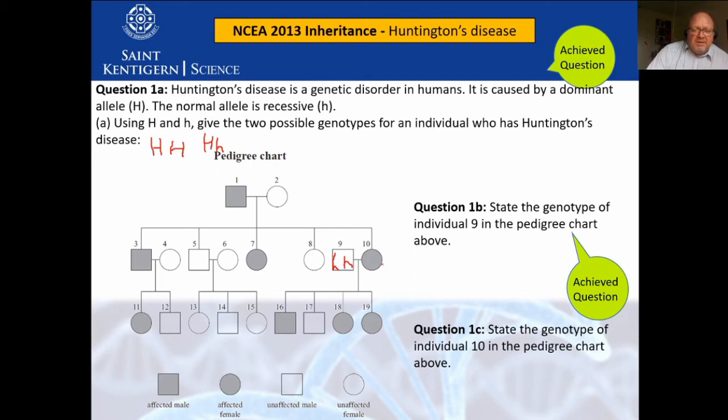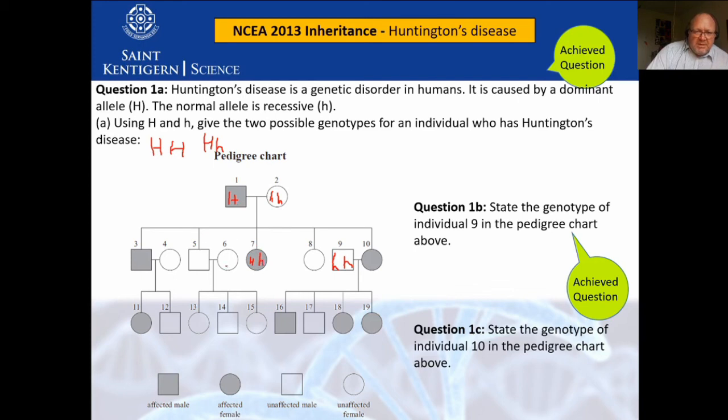Now, if you look at this, let's look at the mom and dad. That guy is little h, little h. Okay? Because it's an unaffected female. This one has to have one big H. But can you see, they had kids. This guy was affected, so he had a big H. And we know the mom could only give a little h.